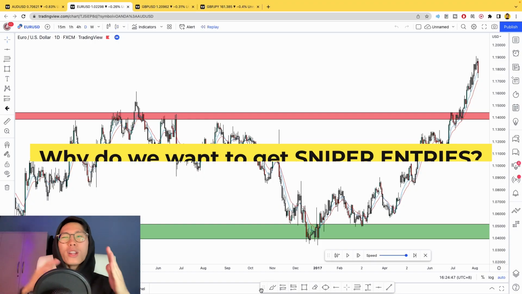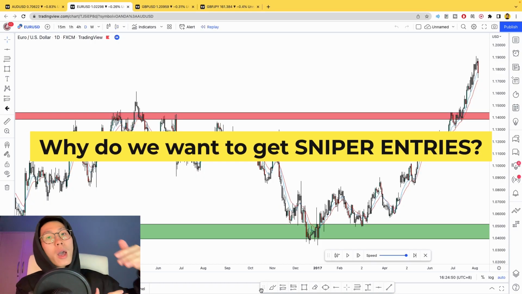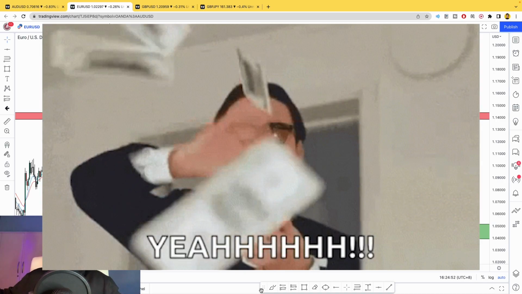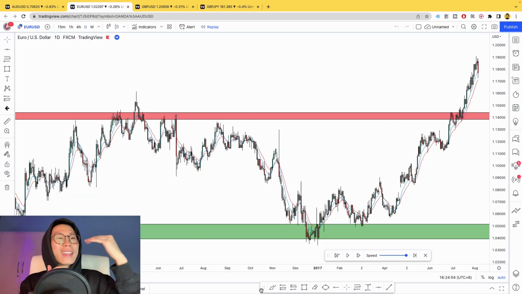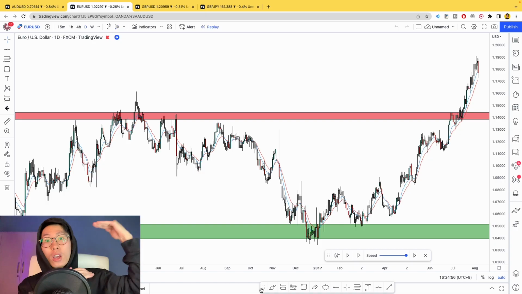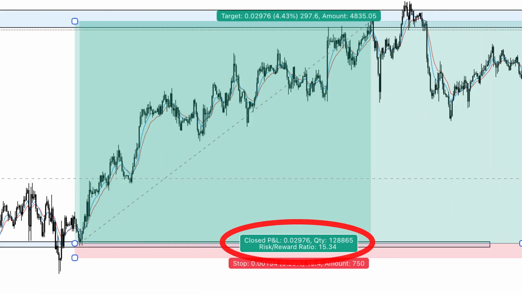So just to recap, why do we want to get sniper entries? Because we want to make money. And we want to get those trades that give us low risk but high reward, right? Like those ridiculous 1:15 risk to reward ratio trades. You know what I'm saying?